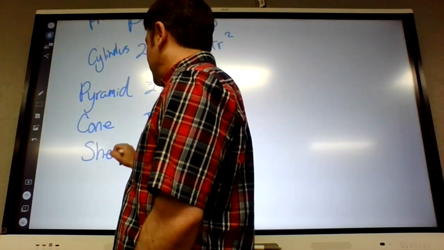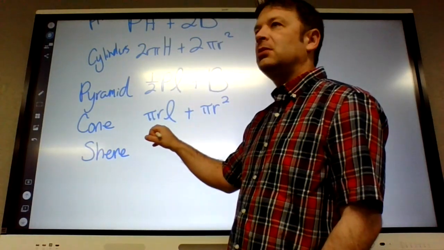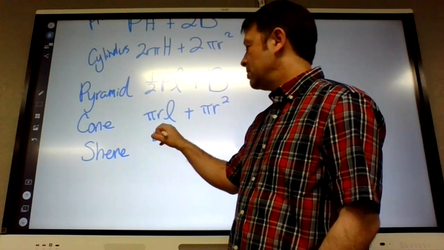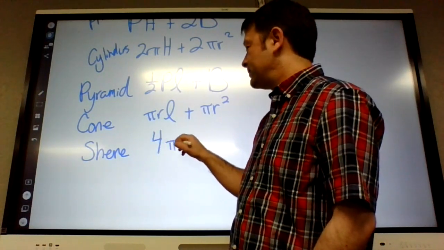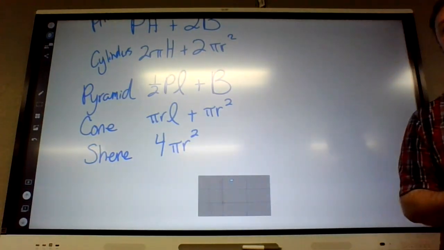Does anybody remember the spheres? Surface area from yesterday? It's pretty short. Is it like pi 2r, 4/3? No, that was volume. Just 4 pi r squared.